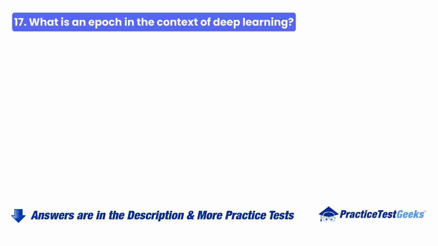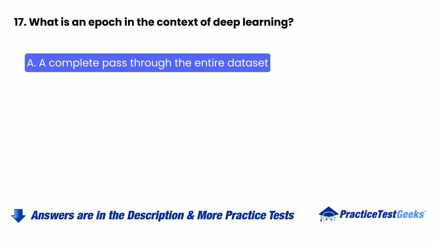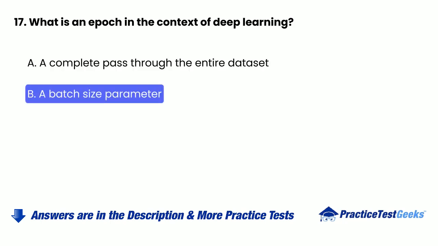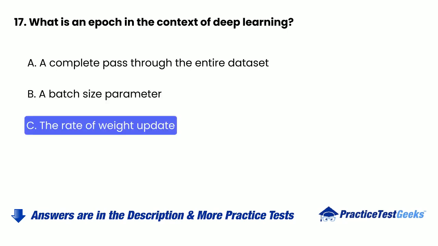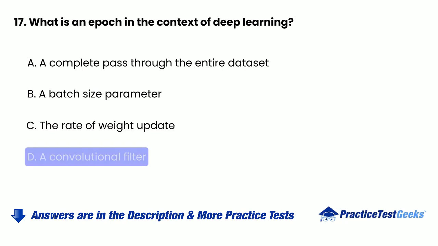17. What is an epoch in the context of deep learning? A. A complete pass through the entire dataset. B. A batch size parameter. C. The rate of weight update. D. A convolutional filter.